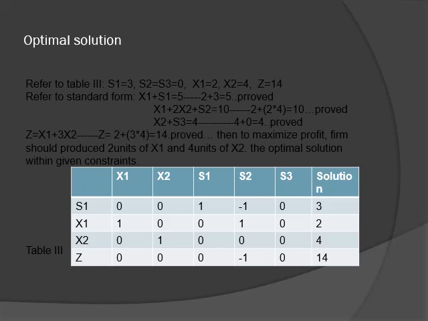Then, to maximize profit, the firm should produce 2 units of x1 and 4 units of x2. This is the optimal solution within the given constraints. Please recheck these two problems. If you have any questions, reply using the various social media.